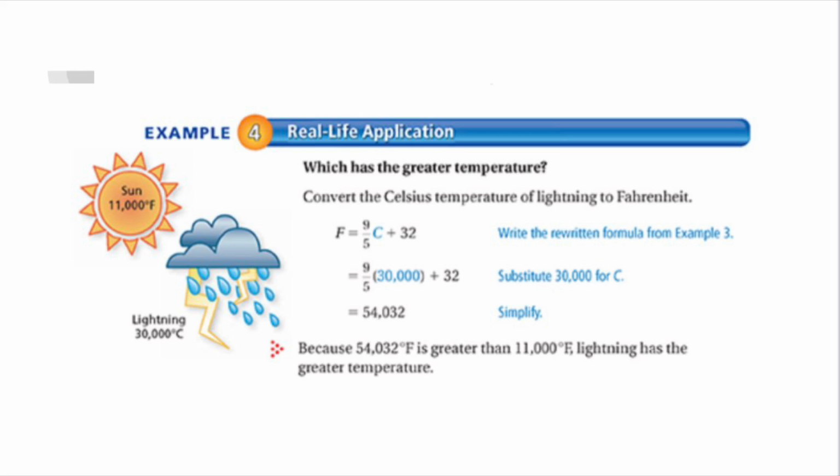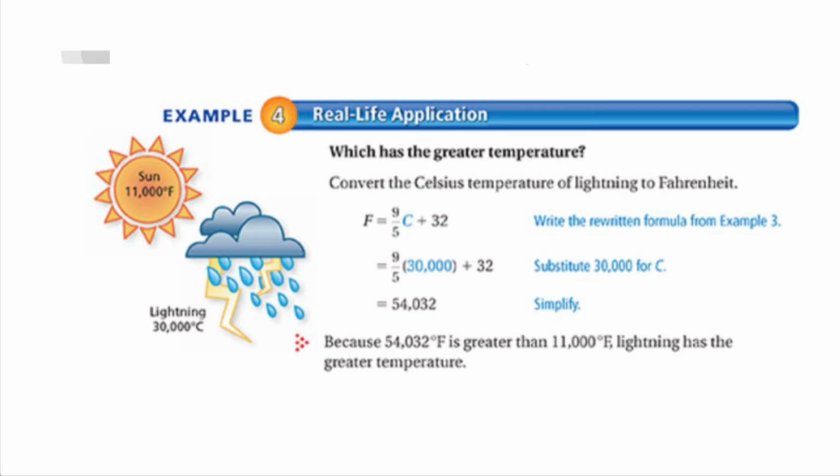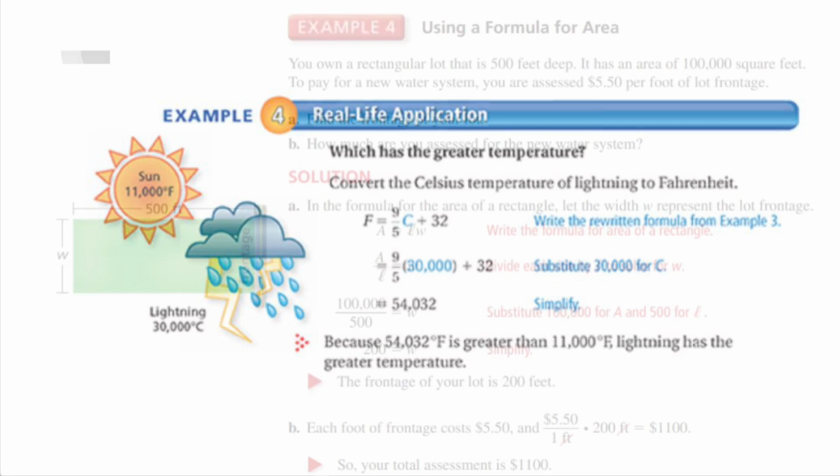And then we solve. 9/5 times 30,000 equals 54,000. Then we need to add 32 to it, so it'll be 54,032. 54,032 Fahrenheit is greater than 11,000 Fahrenheit. Therefore, lightning has the greater temperature.